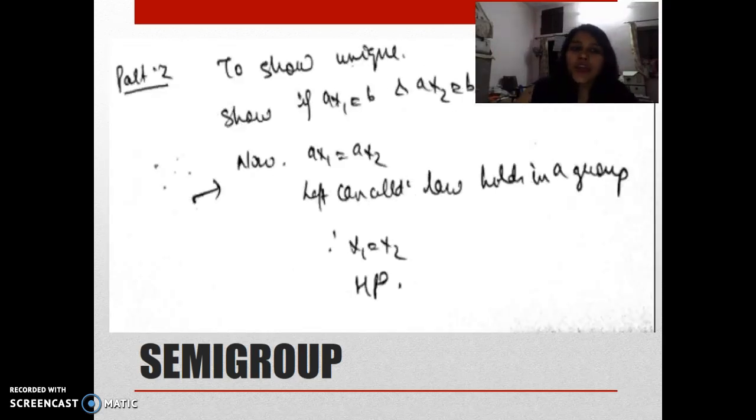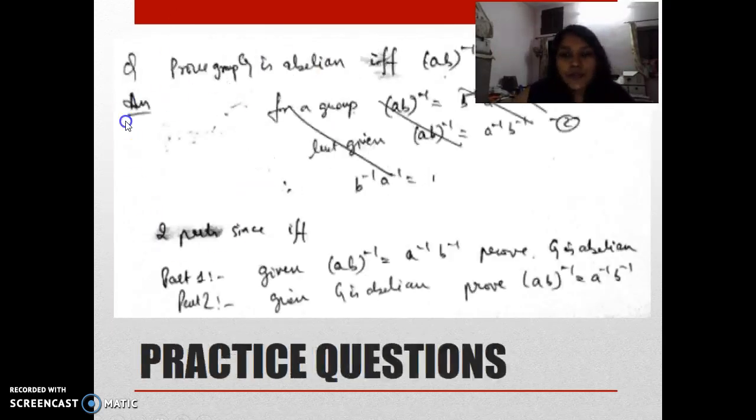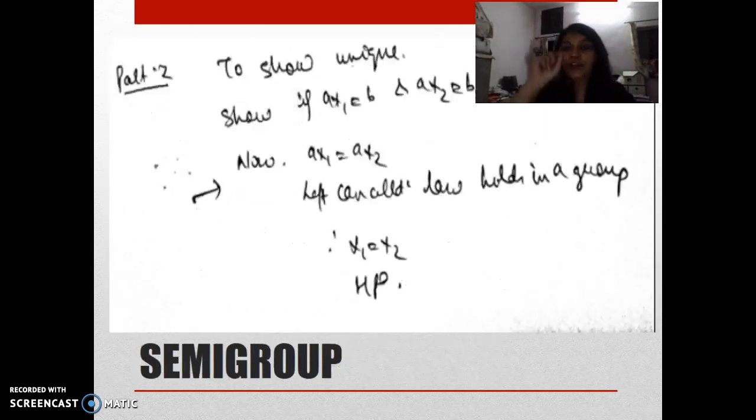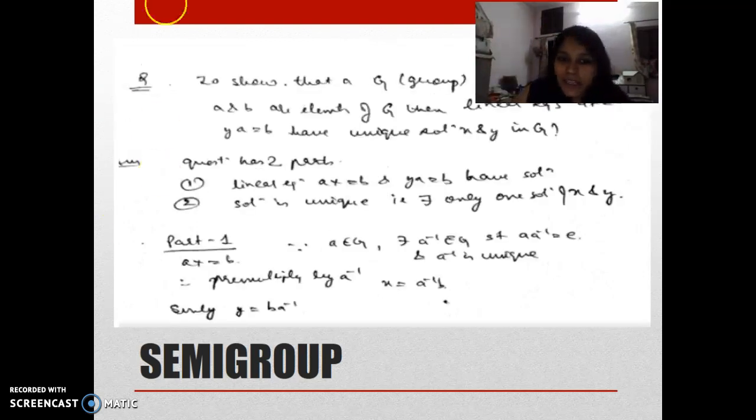Okay. And the second part was about showing uniqueness. I told you the mantra of how you show uniqueness: by assuming that there are two solutions and then proving them to be equal. So here I assume that there are two solutions, x1 and x2. If there are two solutions, that means they satisfy the equations, that A x1 equals B and A x2 equals B.